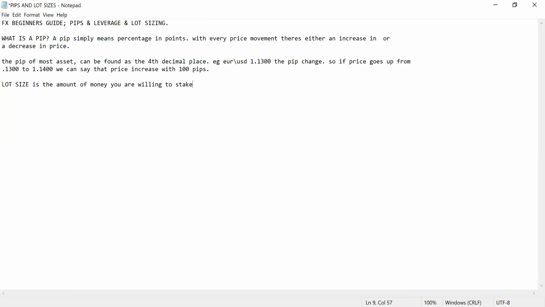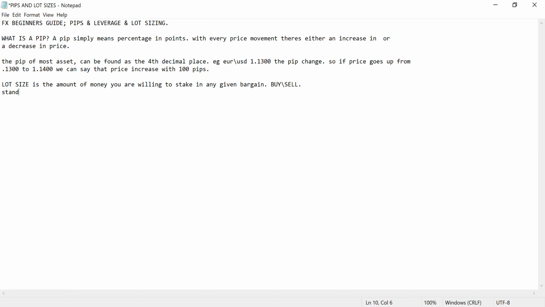How I usually teach, I prefer to use layman language, easy to understand, no biggie. So basically, a lot size is the amount of money you are willing to stake in any given trade, whether you want to buy or sell in the financial market. Now, the thing is that we have different types of lot sizes.